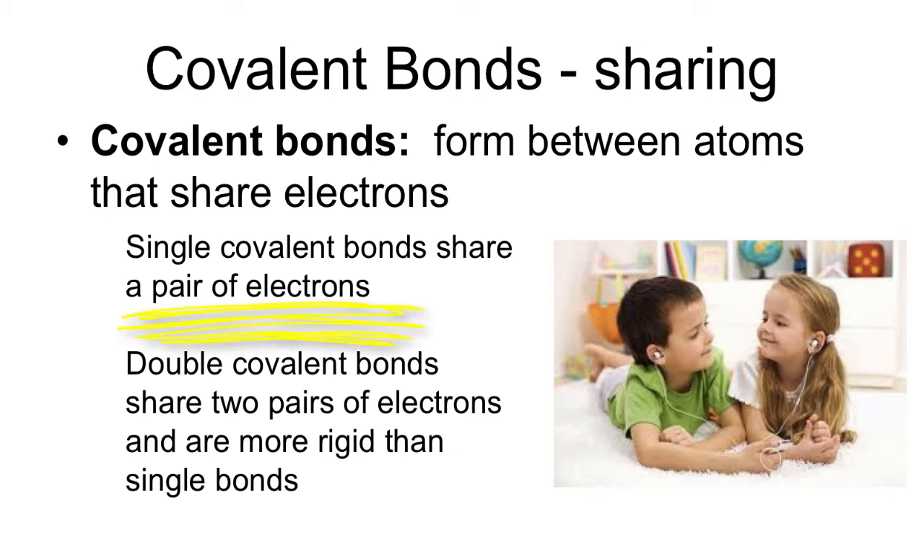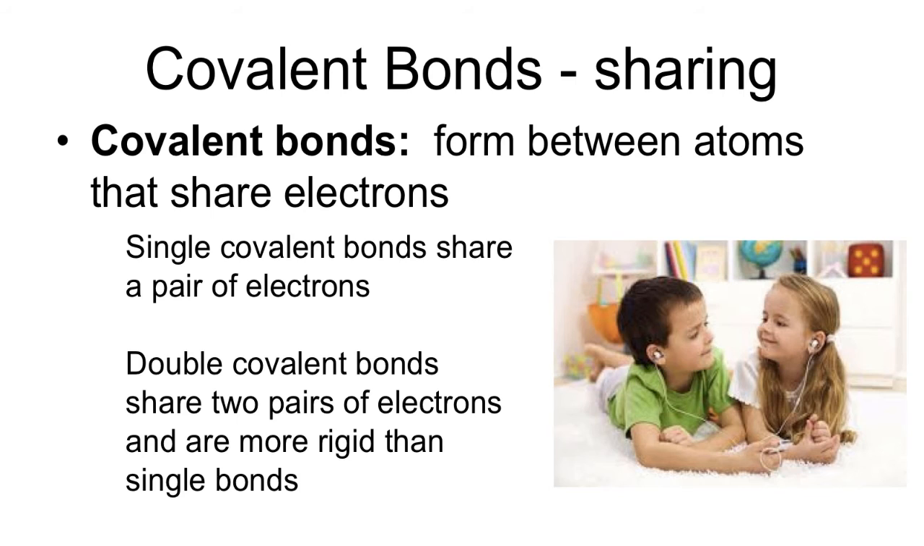You can either share a single pair of electrons and make a single bond, or you can share 2 pairs of electrons, and that would be a double covalent bond. You can even have a triple covalent bond, and that would be 3 pairs of electrons. And as you share more and more electrons, the bonds get shorter and shorter and more rigid. But again, a covalent bond is simply a bond between 2 atoms that are sharing the electrons.